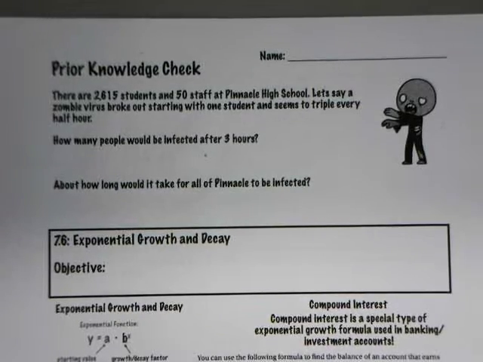Right, there are 2,615 students and 50 staff at Pinnacle High School. Let's say a zombie virus broke out starting with one student and seems to triple every half hour. How many people would be infected after 3 hours? So let's write an equation for this really quick.